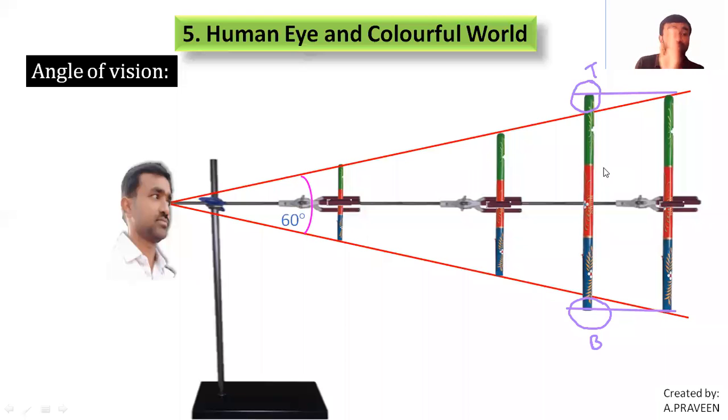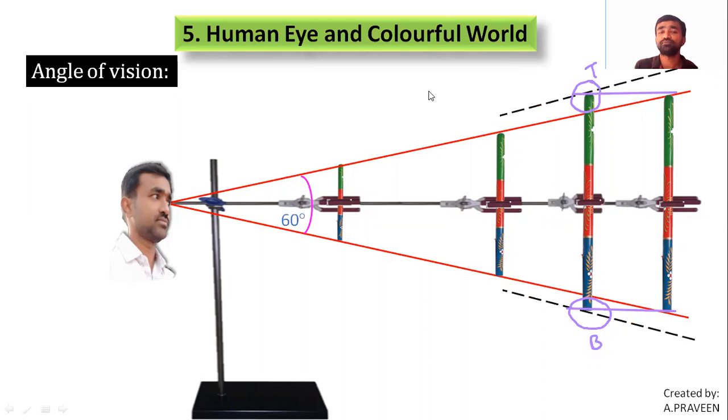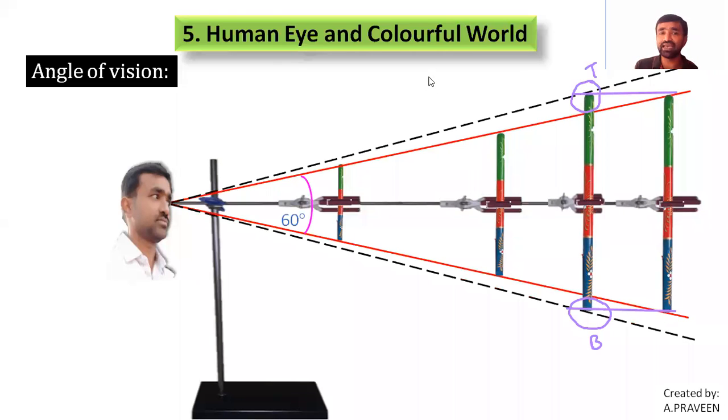Moved on the horizontal rod towards my eye. In this case, I am unable to see some portion of the wooden stick. So what to do? Here you need to measure the angle using the threads. I'm connecting the top and bottom, then measuring the angle made by that top and bottom right at my eyeball.